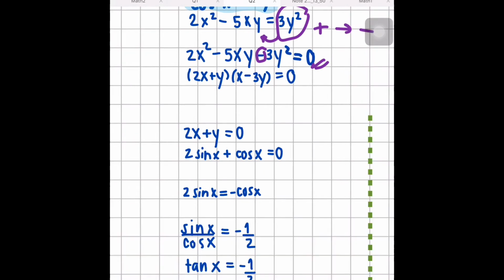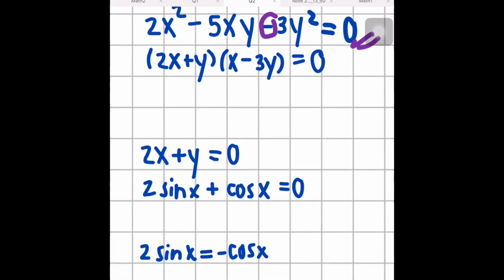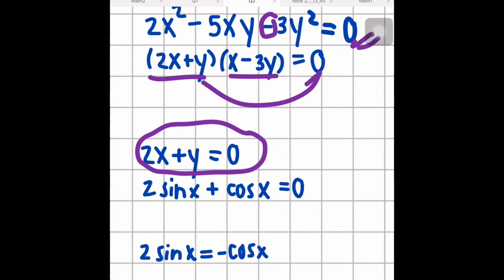Then we set each factor equal to 0. Set 2x plus y to be equal to 0, because for this equation it will be equal to 0, right?